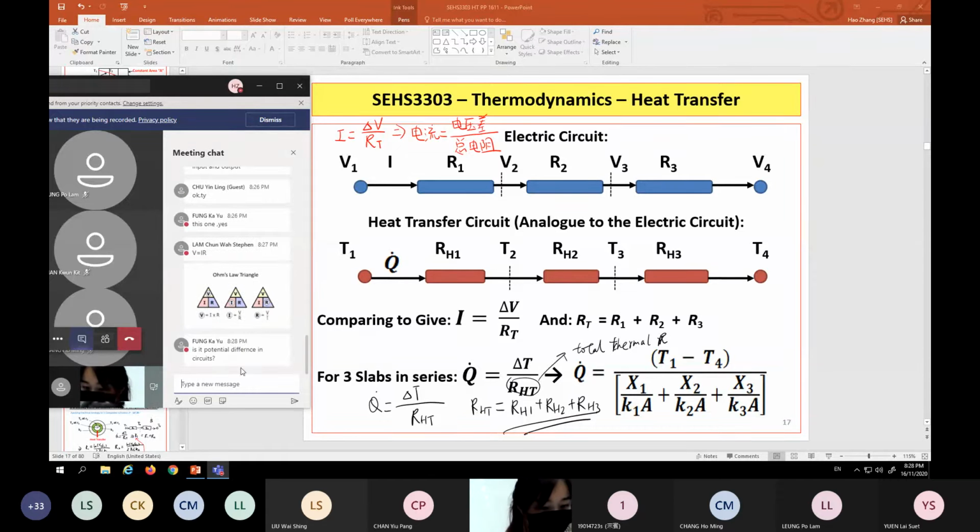It's potential difference. Potential difference. Yes, potential difference.